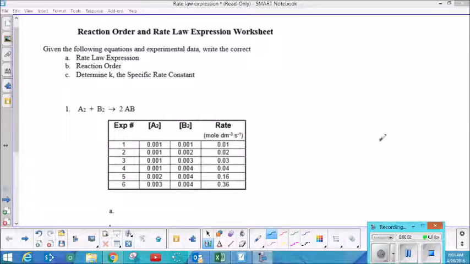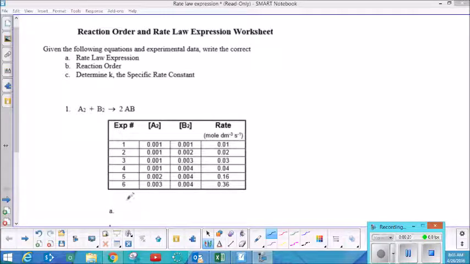In this video, we're going to determine how to write a rate law expression, determine the reaction order for the individual reactants as well as the overall reaction, and be able to determine K, which is the specific rate constant.